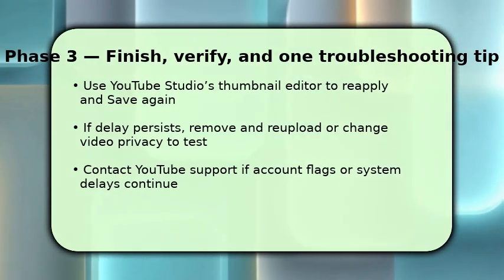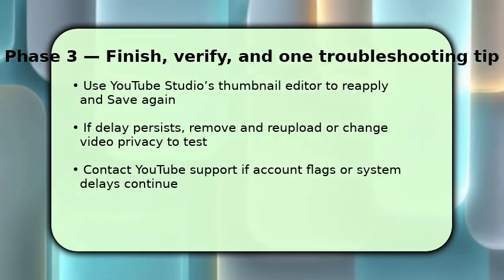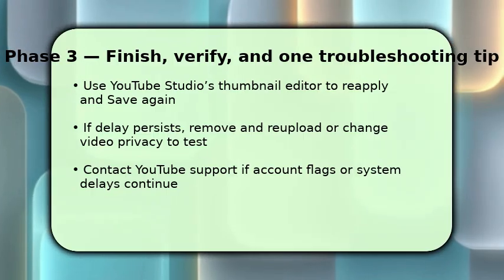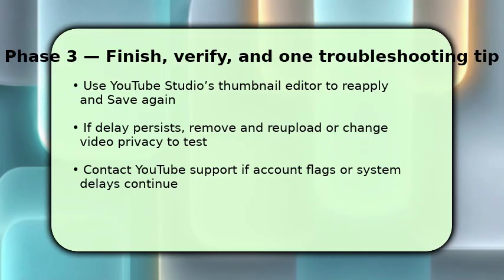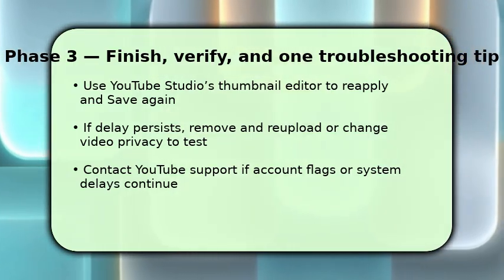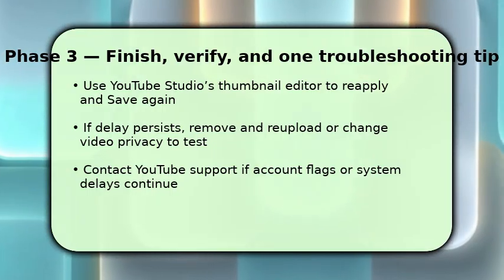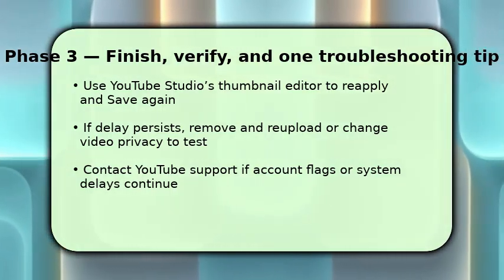If the thumbnail still fails to appear, try toggling the video privacy to unlisted then back to public, or remove and reupload the image to force processing. If none of these actions work, contact YouTube support and report the issue. Include video ID and screenshots, because system or account-level problems often require platform intervention.